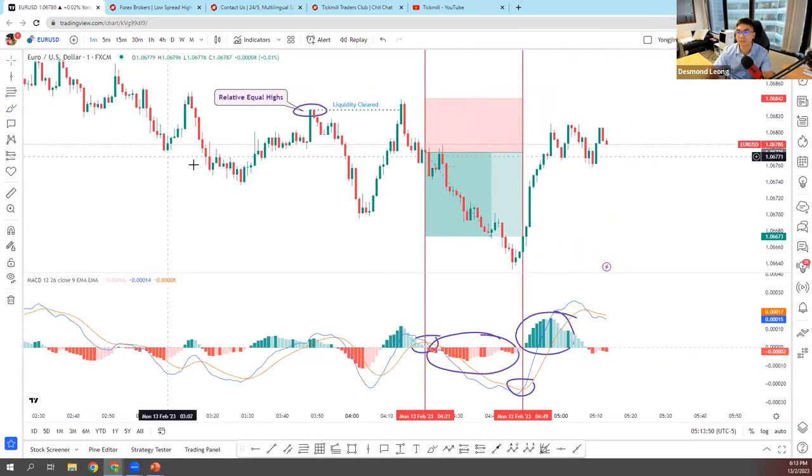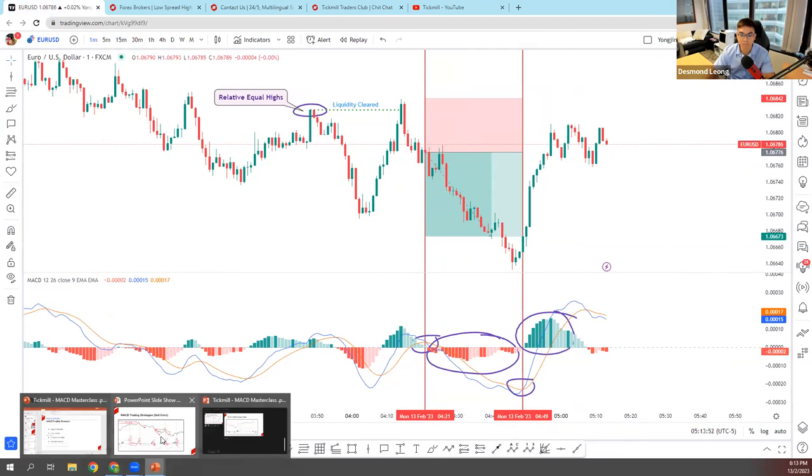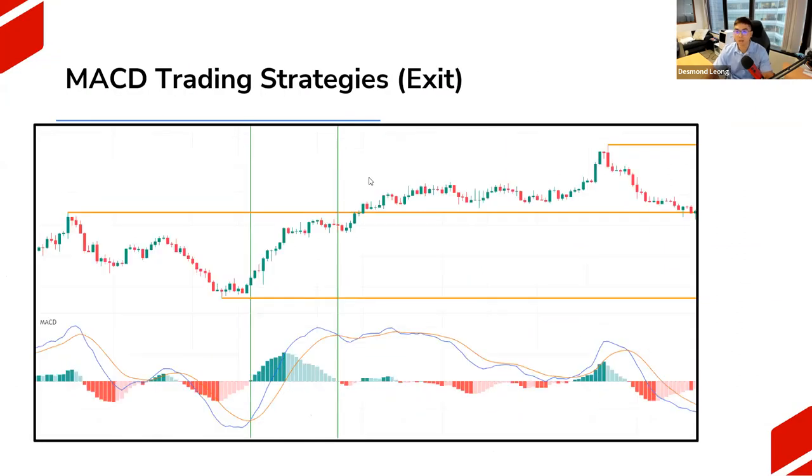So next, let's take a look at the MACD trading strategy exit. I already showed you guys, once you enter the buy position, close out at the next MACD crossover.